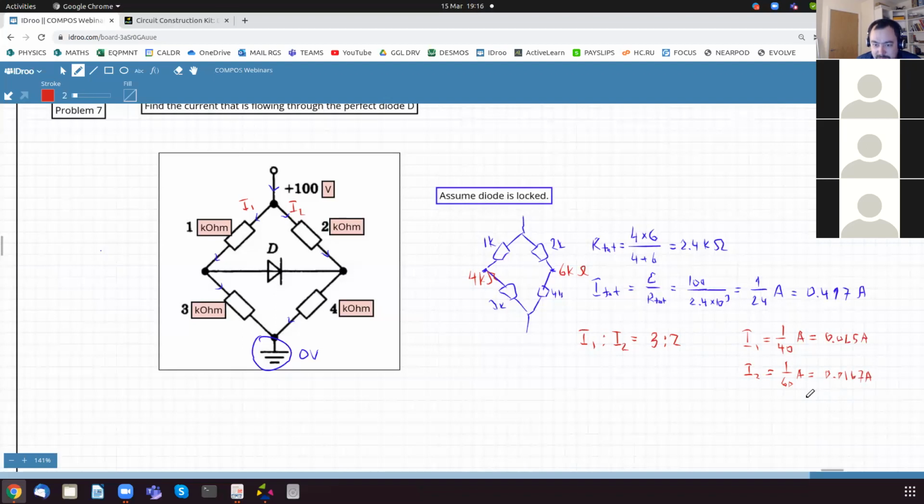That is a bit suspicious because I'm not getting the total. 1/40th plus 1/60th is 1/24. Oh, of course. Not enough zeros. 0.0417 amps. And then if you add them, you will see that it actually works. So current 1 and current 2. What I need to do now is find the potential.